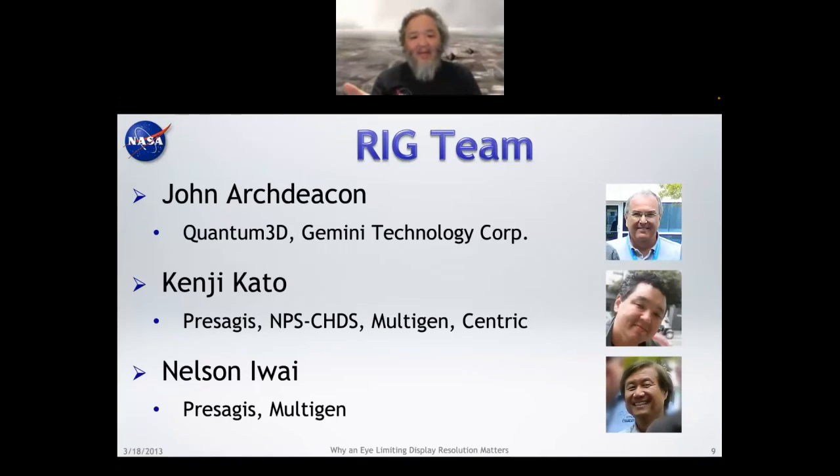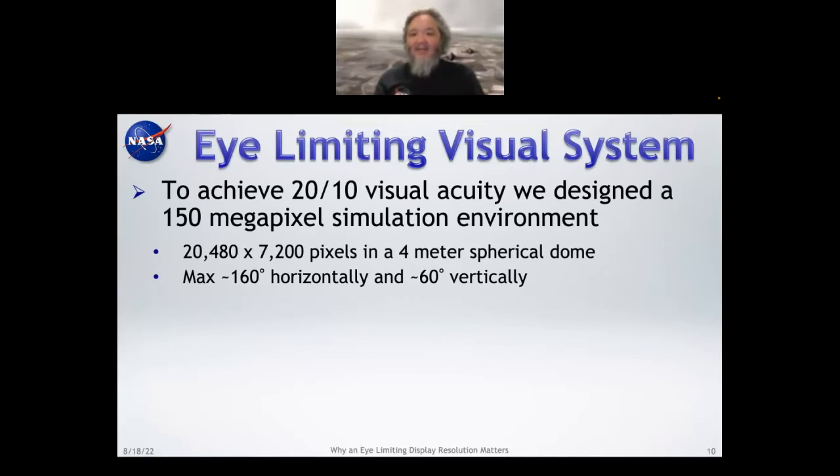Deacon, formerly of Quantum 3D, Gemini Technology, myself. I used to work at Presagius, which is a high-end visualization company, Multigen, Centric, Naval Postgraduate School, and then Nelson EY, who was also at Presagius and Multigen. So we got together with the scientists to build basically a high-end visual system.